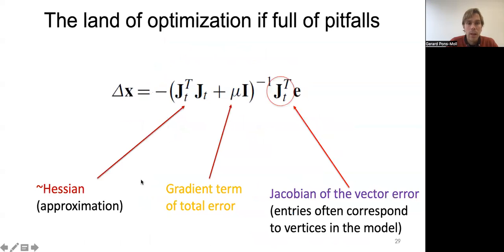All right, so just to emphasize on the same thing, JTJ is an approximation of the Hessian, mu I times JTE is the gradient of the scalar error that we're minimizing, and J is the Jacobian of the vector error function, right? It is the derivative of these error residuals with respect to the parameters of the model.